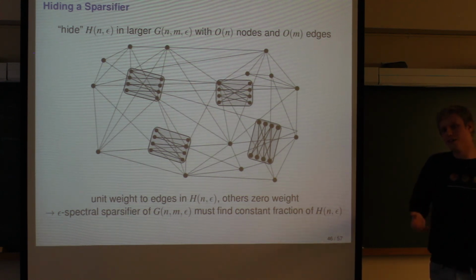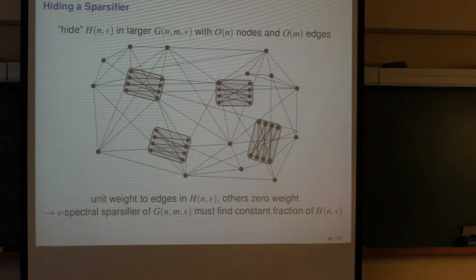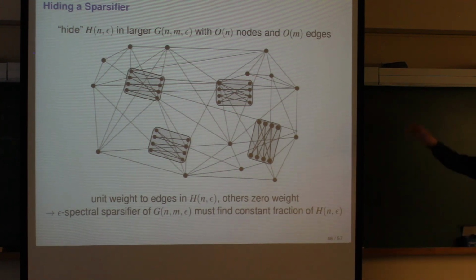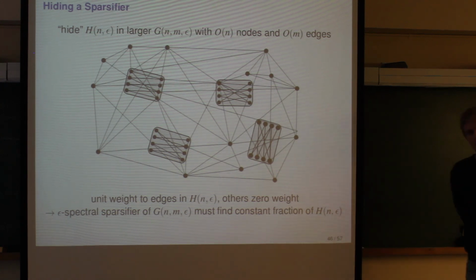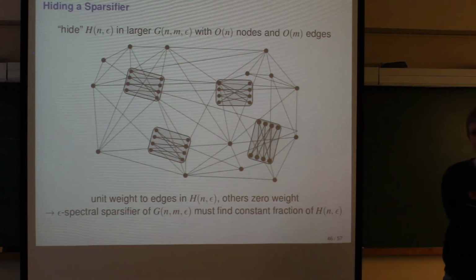You know that you need at least n over epsilon squared edges to characterize the graph. And so what we did here is we worked the other way around. We started from planting important edges, and then adding a lot of edges which are not important. And then we know that you need to find these ones. Okay.